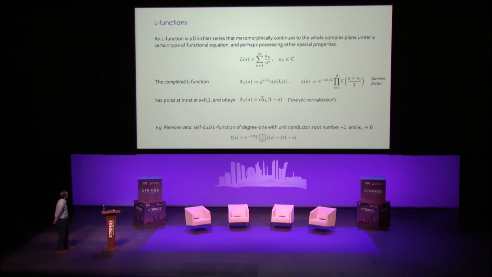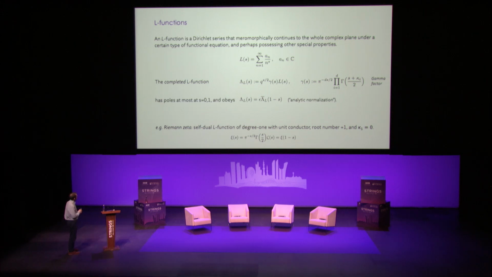Okay. So L-functions. Simply put, an L-function is a Dirichlet series that meromorphically continues to the whole complex plane under a certain type of functional equation and maybe has some other special properties that mathematicians like. So from my point of view, this is a nice starting point. We have a sum over integers of some coefficients a_n divided by n to the s. And the so-called completed L-function, lambda, is given by q to the s over 2 times some so-called gamma factor times L of s.